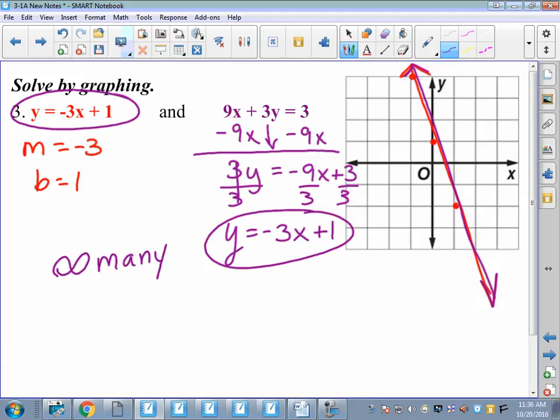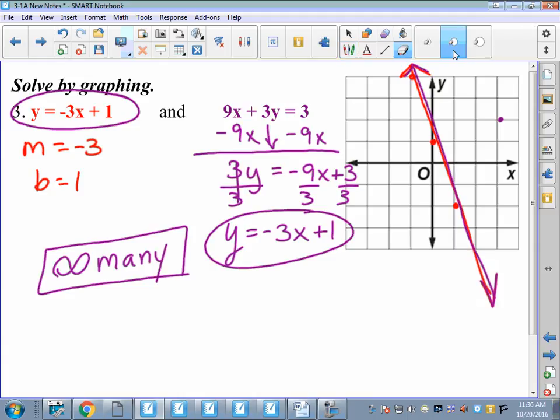Infinitely many means I'll never run out of solutions. Every ordered pair that works for one also works for the other. Infinitely many is different than all reals. That point right there on the graph is not a solution for both. So if I said all reals, that implies that every number in the coordinate plane works. So a little bit different.